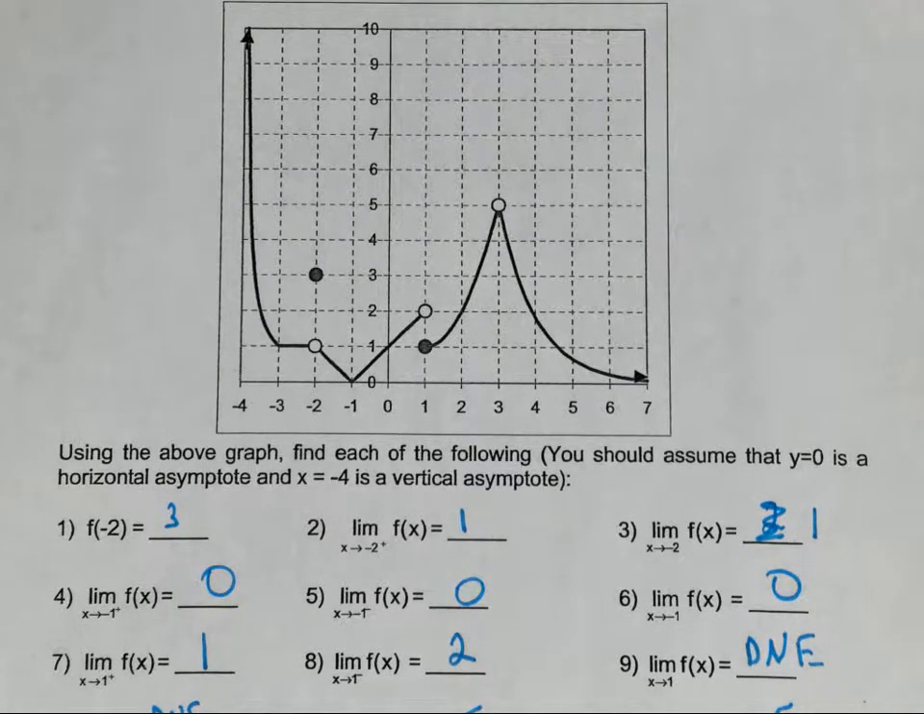F of negative 2. I want to know the actual value if my x is negative 2. Well, I choose this one, 3, not that one. Now, my limit is approaching that, but my function is actually 3. The limit as x approaches negative 2 from the right. As I'm coming from the right, the values on the right are approaching 1. The overall limit as x goes to negative 2, that means you have to look at both the right and the left, and it's approaching 1.